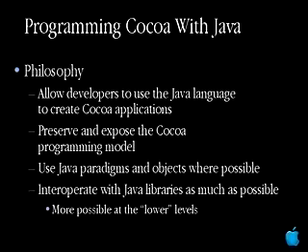So the philosophy we have in the Java APIs is that we want developers to be able to use the Java language to program and to create Cocoa applications. However, we want to preserve and expose the Cocoa programming model because we have this Cocoa application model. It's one way, and you should be able to use that in the application. But we also want you to be able to use Java paradigms and objects where possible and where it makes sense. One example is the Java string class. It's all over the place in Java. And on the Java side, it might be a better idea to use the Java string rather than use the NSString class. And functionally, they're pretty much equivalent.